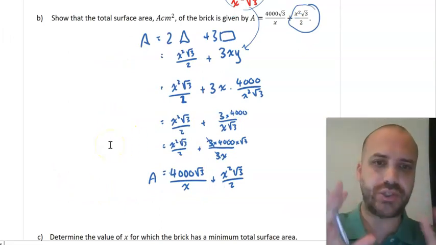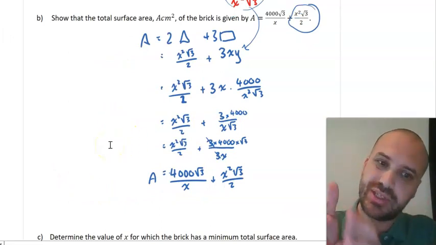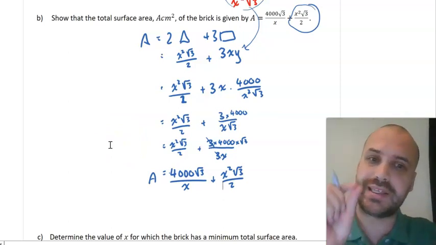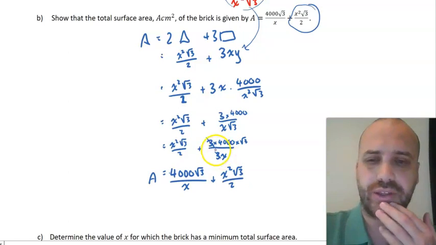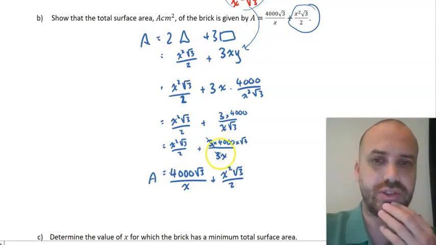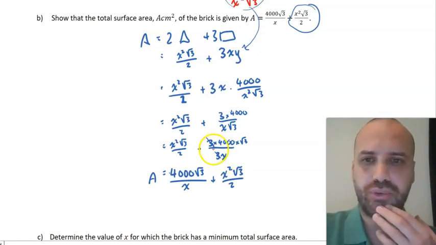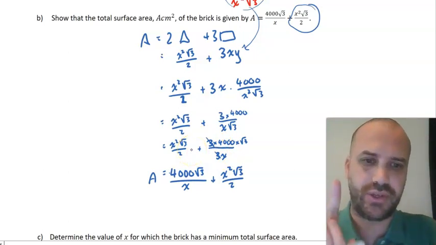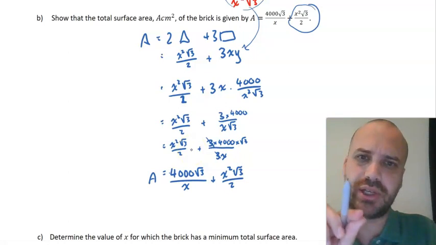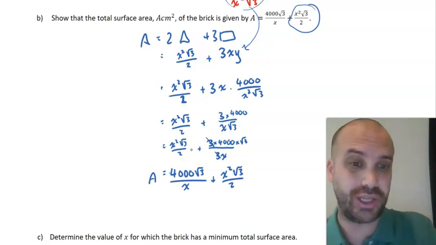Now, in conversation with the QCAA, I would suggest that this question wouldn't appear exactly as written on a QCAA paper because of the fact that you have to rationalize this denominator. So they probably would have worded the question slightly differently and asked for something slightly different.